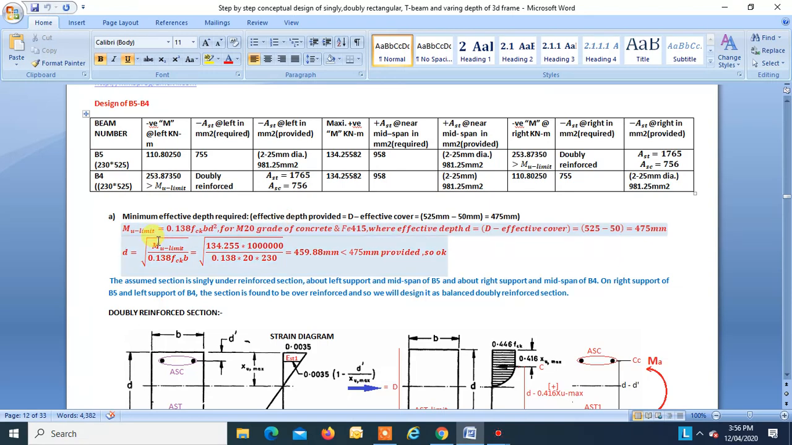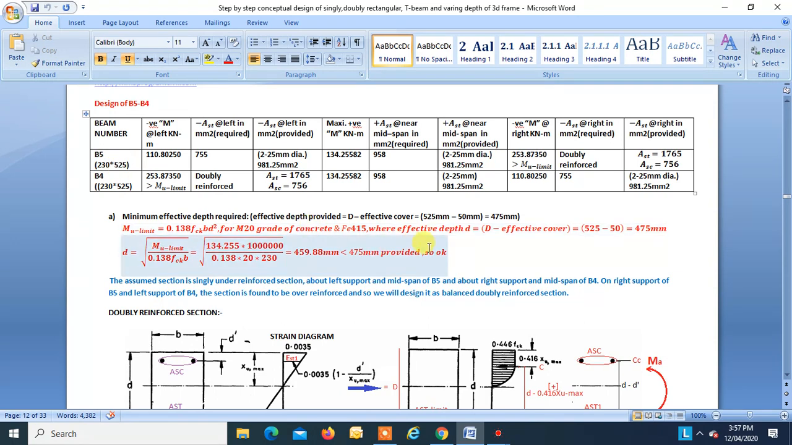So first step is the assumed section. Okay, this moment, then these two moments and this moment, these four moments are found to be less than Mu limit. So these four sections are under reinforced sections. So you take the maximum out of these four moments, that is 134.25, and you find the required minimum effective depth that is to be provided, right?